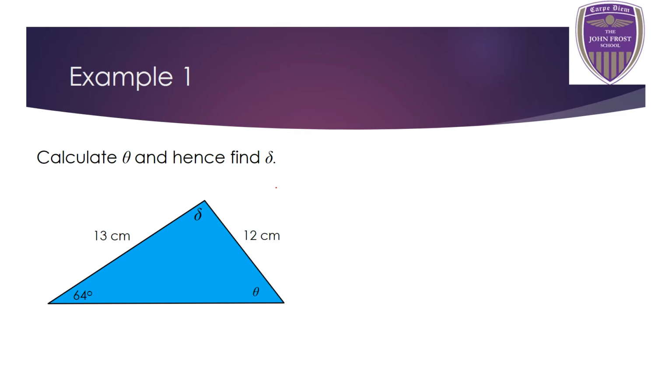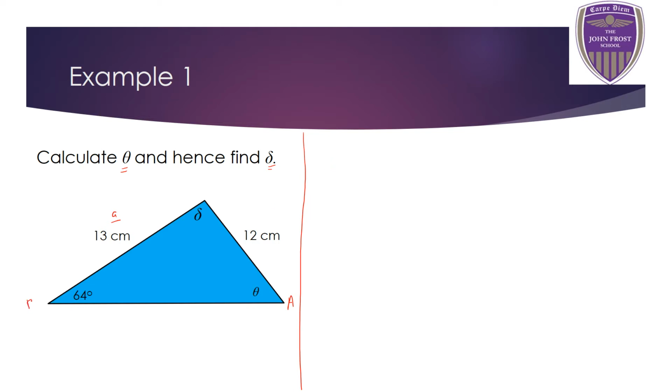So pause the video, draw this picture, and then come back to me when you're ready to look at the solution, okay? Okay, welcome back. So I want to find angle theta and then angle delta. All right, so angle theta first. Because I want to find angle theta, I'm going to call this angle A. So this will be side a. All right, so remember, if I want to use the sine rule, I need another matching pair of sides and angles to work with.